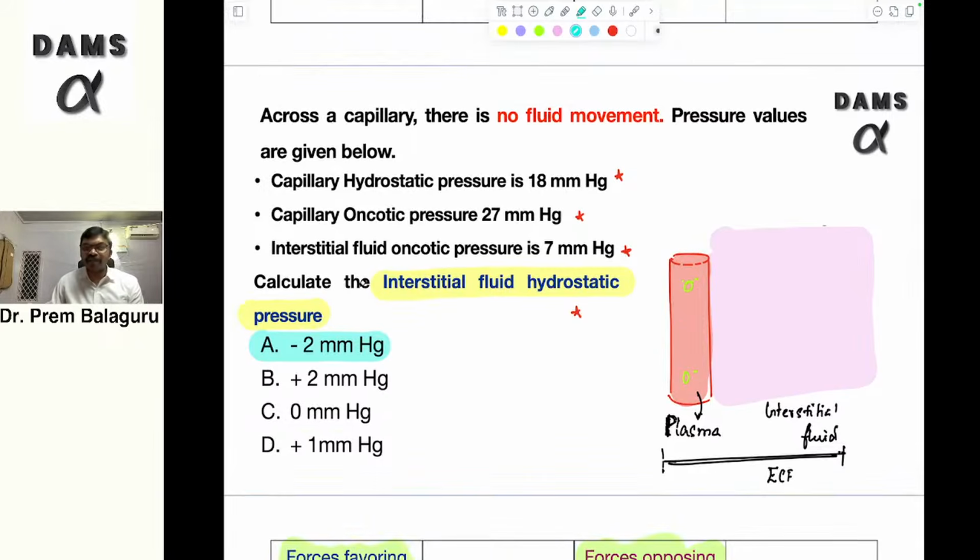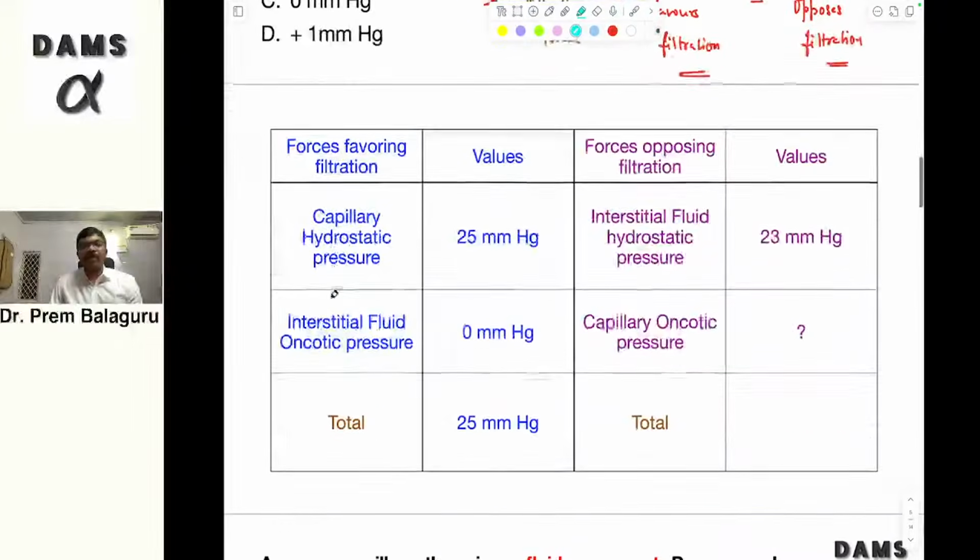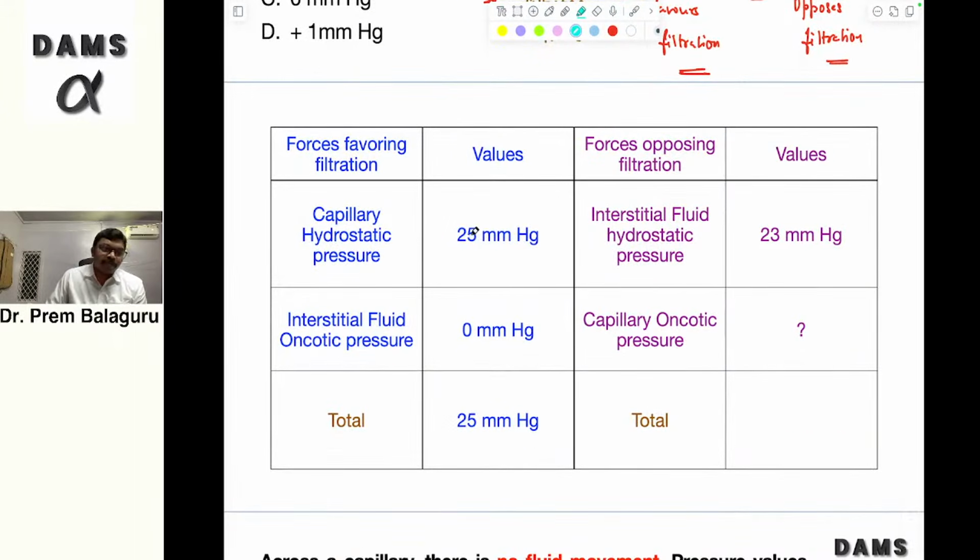And just for the sake of discussion, can you tell me, if the table is given like this, where capillary hydrostatic pressure is 25, let me be clear here, so if the values are substituted like this, capillary hydrostatic pressure is 25, interstitial fluid oncotic pressure is 0, interstitial fluid hydrostatic pressure 23, can you tell me what would be the value for capillary oncotic pressure if the values are given like this? Let me wait for a second, if you are able to come up with any answers, guys.